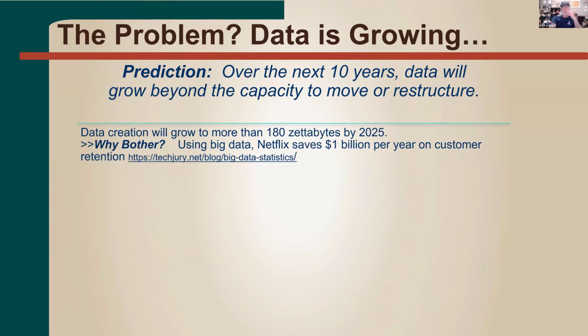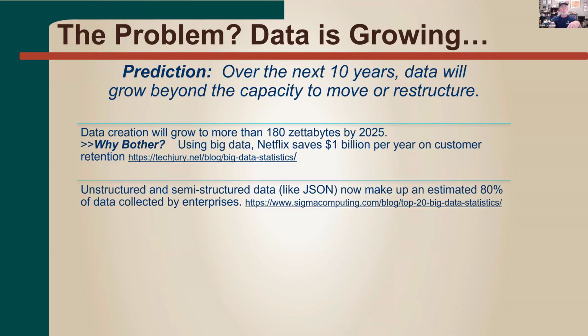And this is some information that Dan provided me. I'd seen these numbers. These numbers have gone up in the last couple of years. You're looking at more than 180 zettabytes of data by 2025. And here it is, it's 2024 now. So again, that's not very far off. We've got unstructured and semi-structured data, things like JSON, now making up an estimated 80% of data collected by enterprises.